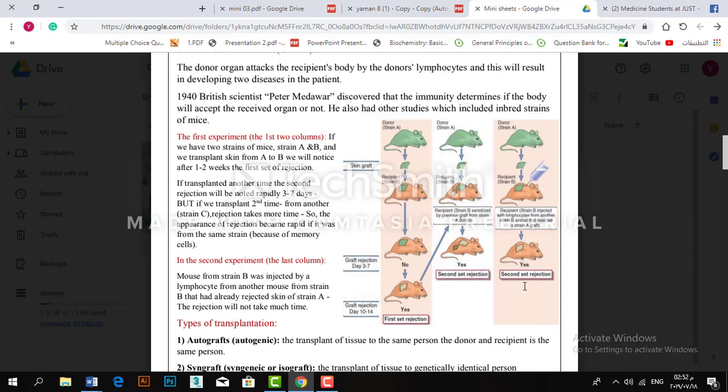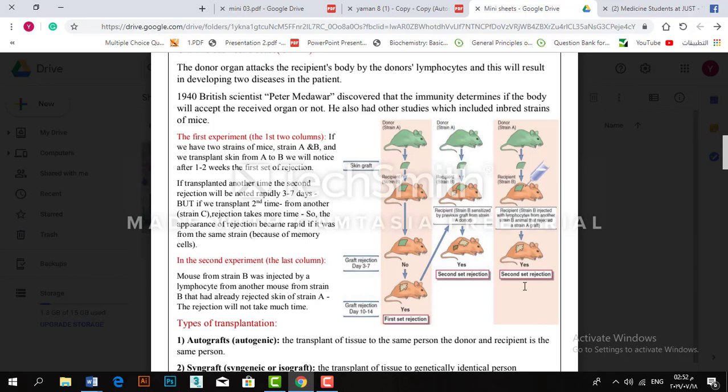Okay, طيب Peter Medawar, okay, in 1940 discovered that the immunity determines if the body will accept the received organ or not. إذن the immune system is the system that determines if the body will succeed to take this transplanted organ. إذن هو بيدور اكتشف انه الجزء المناعة هي اللي بتحدد قبول العضو او لا.